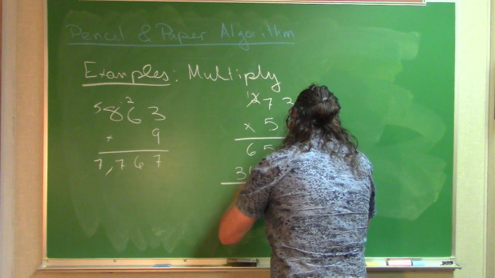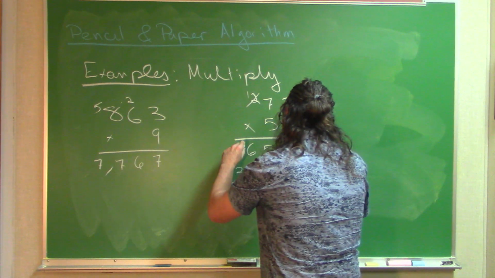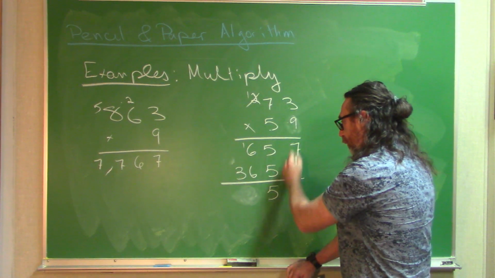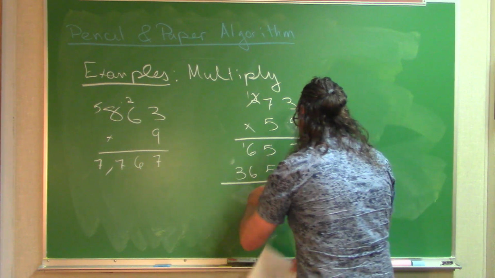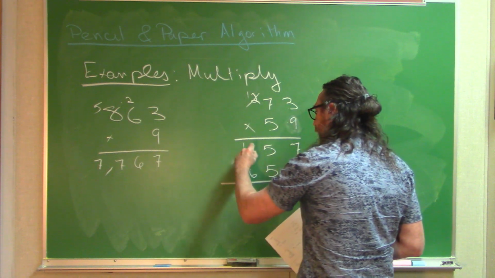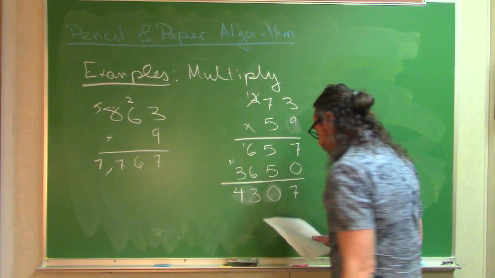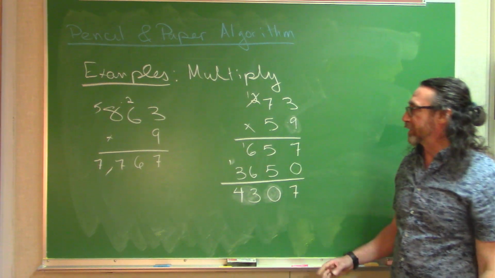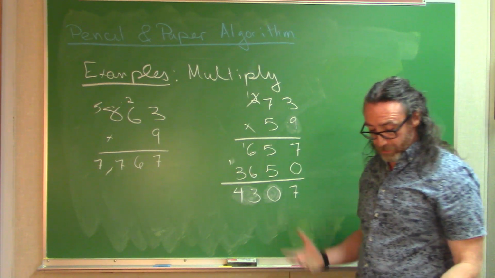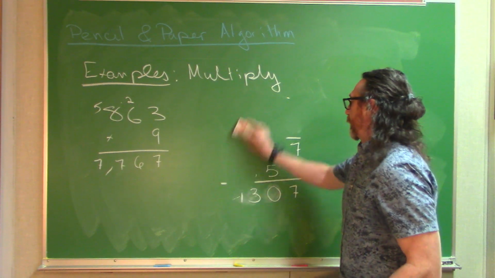And now we add these two numbers that are already in columns. 7 plus 0, of course, 7. 5 plus 5 is 10. Carry the 1 there. 1 plus 6 is 7. Plus 6 is 13. Carry the 1. And we get 4,307 from our multiplication.